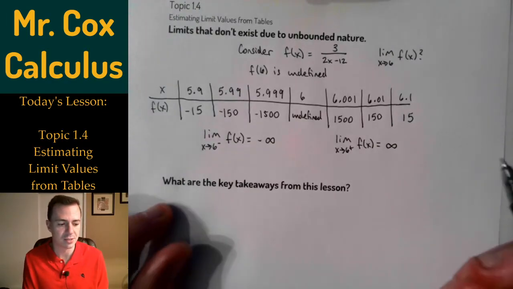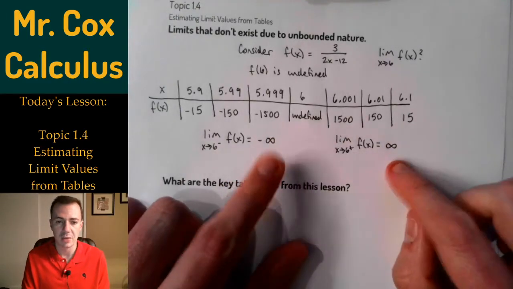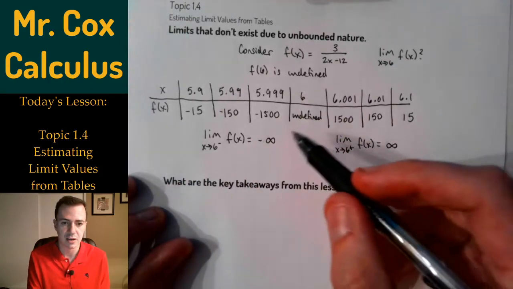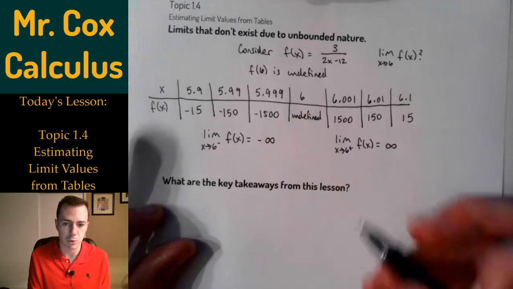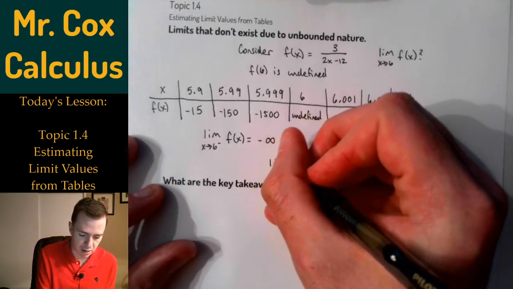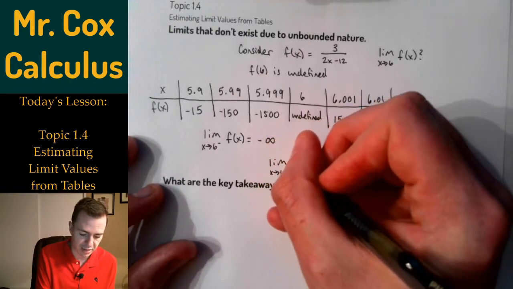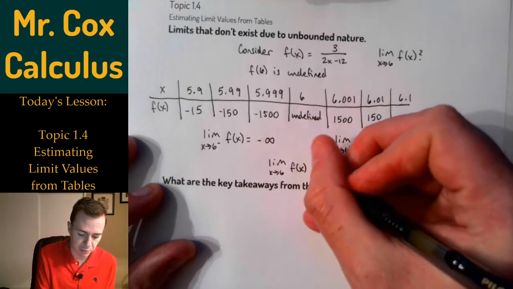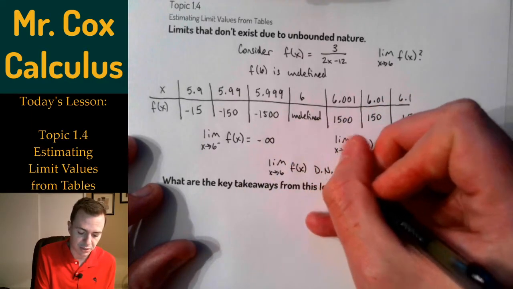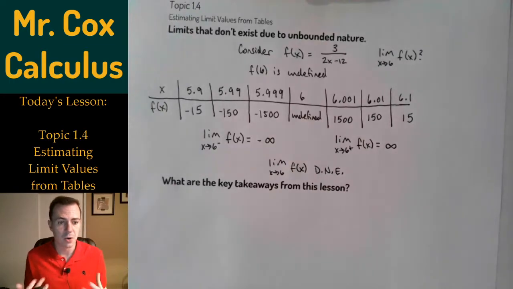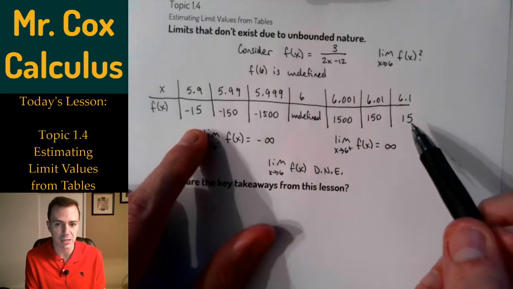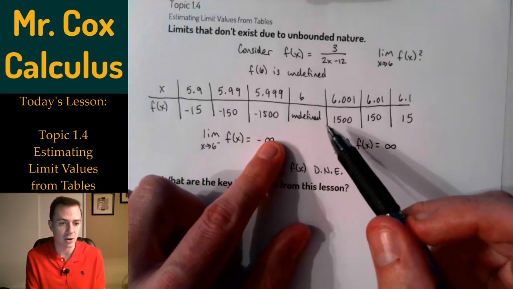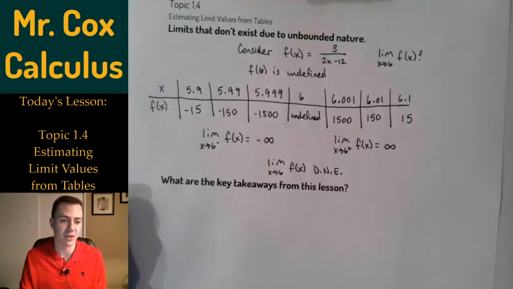Again, that implies the limit does not exist. And because I'm not headed to the same place, from the left I'm approaching negative infinity, but from the right I'm approaching positive infinity, that means very plainly the limit as x approaches 6 of this particular function does not exist. So this idea that a limit might not exist because the function is unbounded can also play itself out on a table, and it would look something very similar to this.